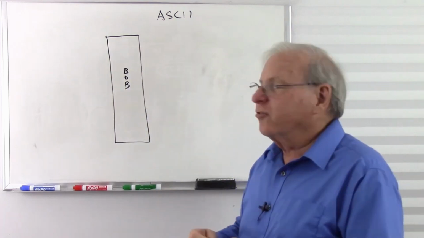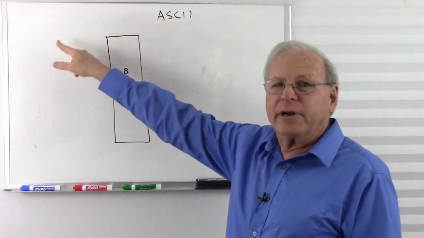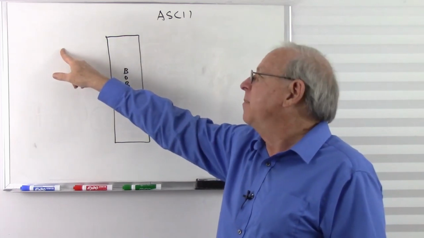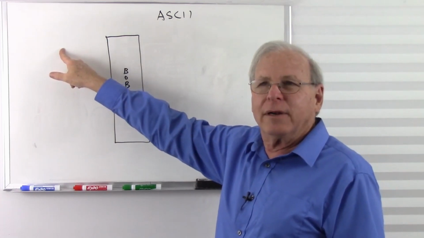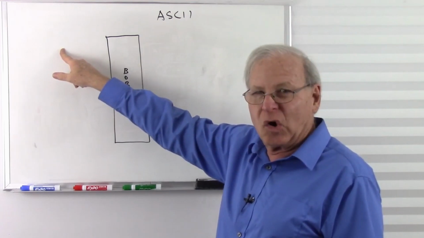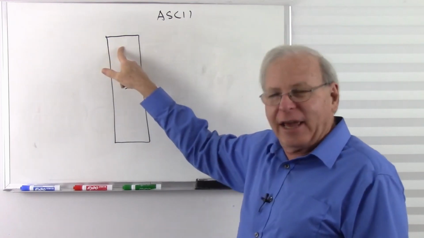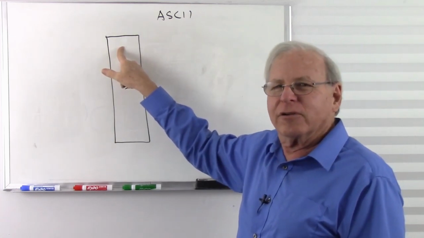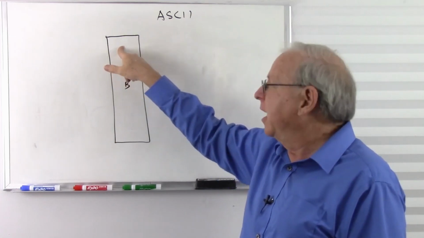So the microprocessor has to go out, grab that byte, put it in memory, and then compare it to 01000010. Is it that? No. Okay, go to the next byte. Is this one 01000010? Nope. Okay, go to the next byte.